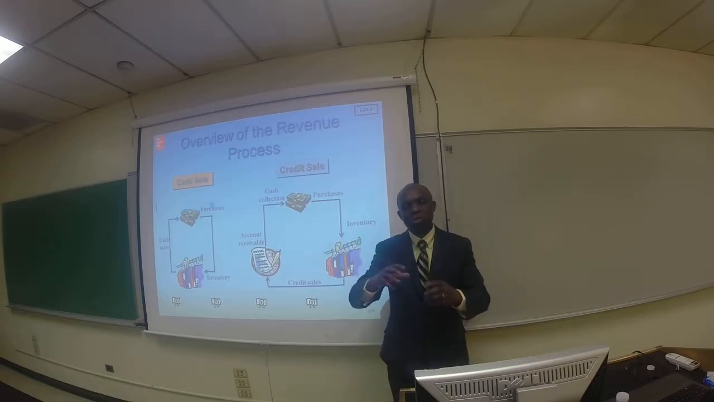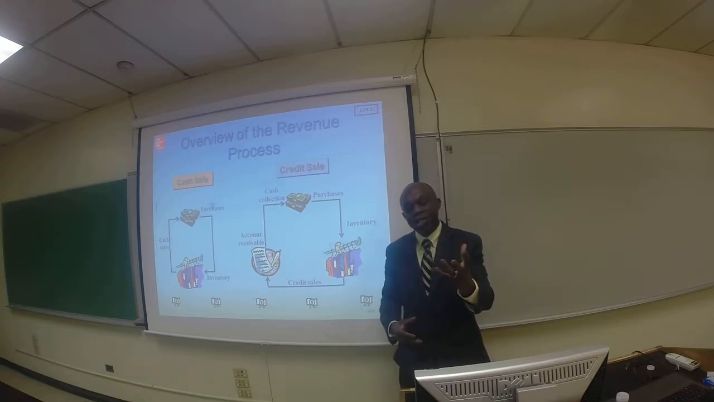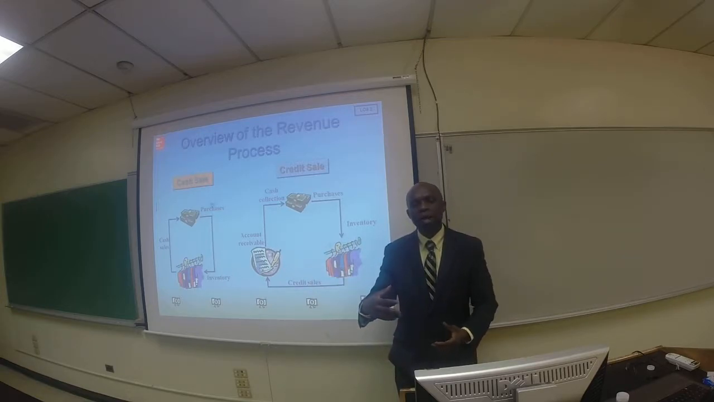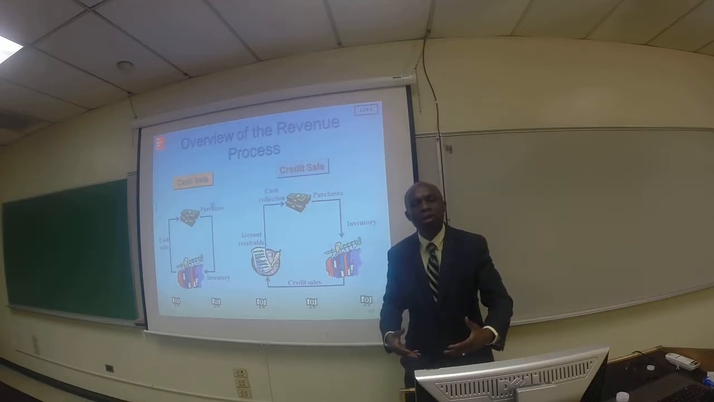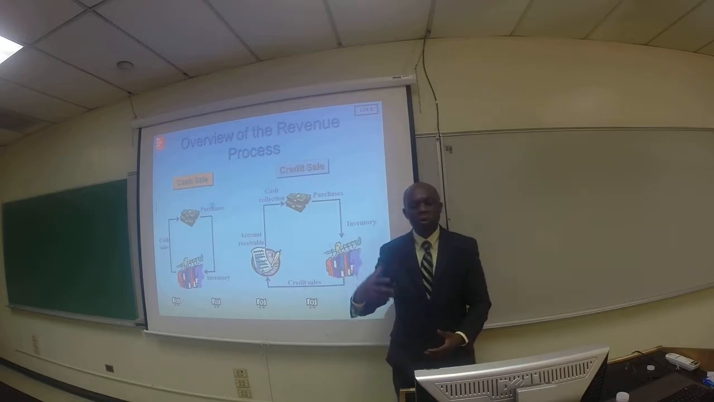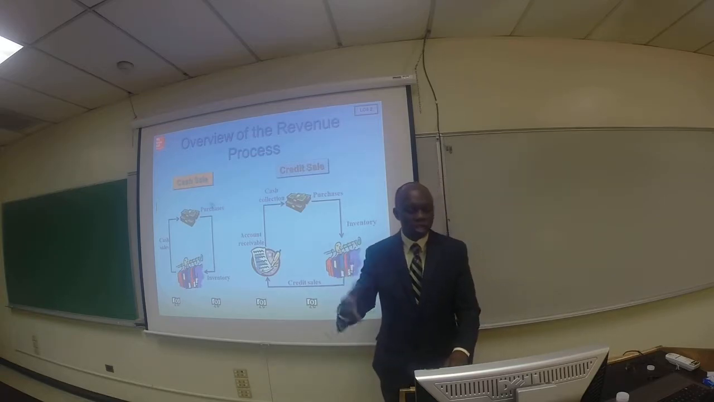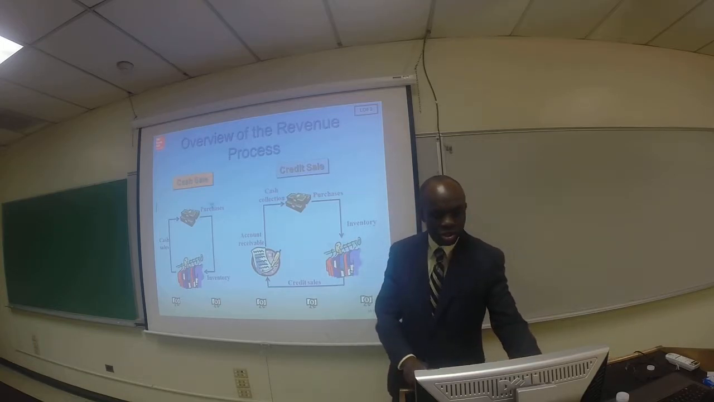But for credit sales, the process is a little bit more involved. We spend cash or buy inventory on credit, then we put it on the shelf and look for customers to buy. The customers who buy on credit, we then go ahead and chase them around for them to pay before we eventually collect our cash. So as you can see, the credit sale is more involved than the cash sale.